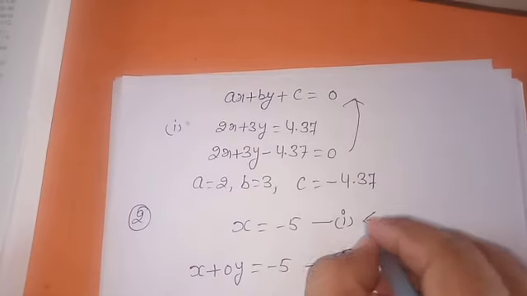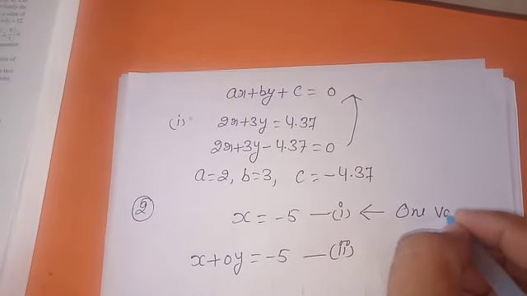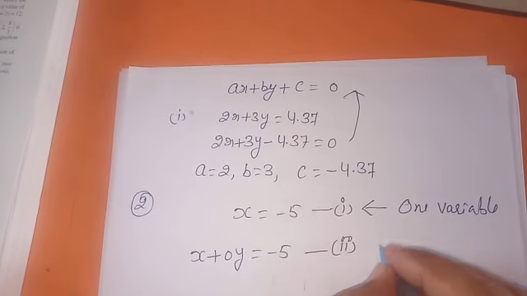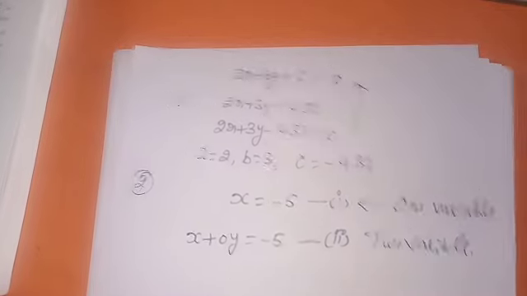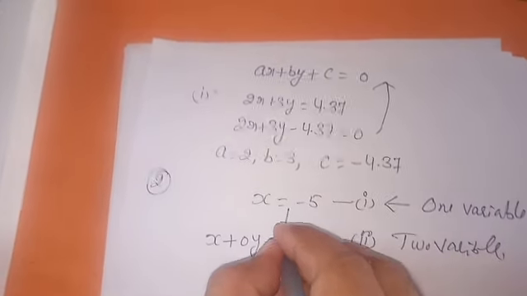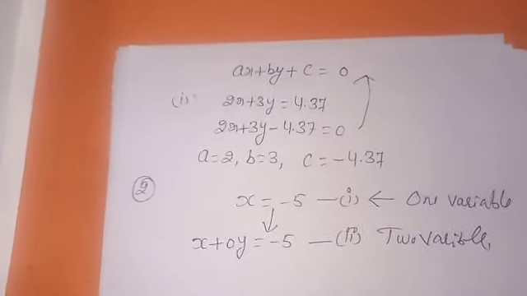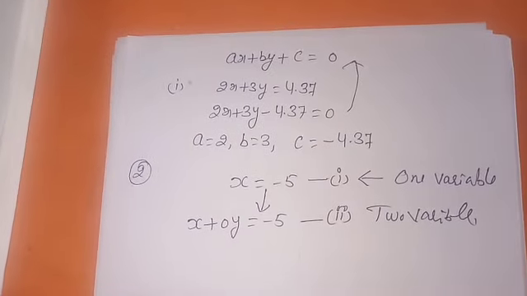This is of how many variables? One variable. And this is of how many? Two variables. And both are linear. So this is the way of converting a linear equation in one variable into two variables.